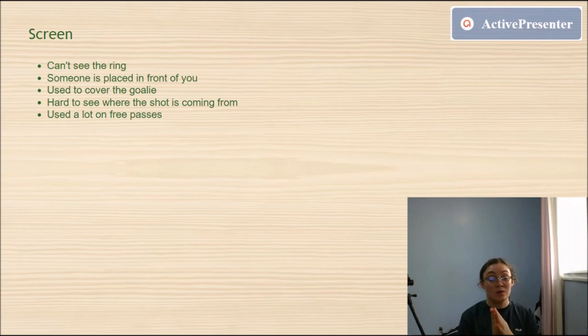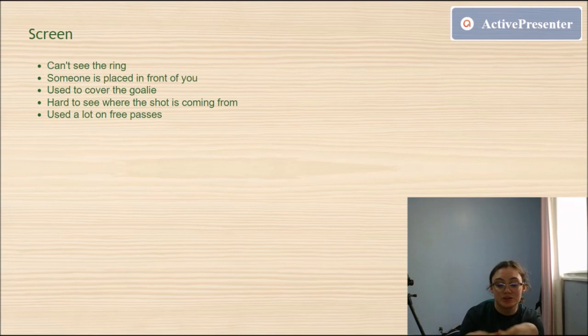It's also used to cover the goalie on a defensive free pass. I don't know why. They're most likely just going to shoot it out of the zone and not pass it to the goalie. But some teams have done that. It's really hard to see where the shot's coming from just because you have a body standing in front of you. And yeah, you can't see the ring unless you go like that around them.